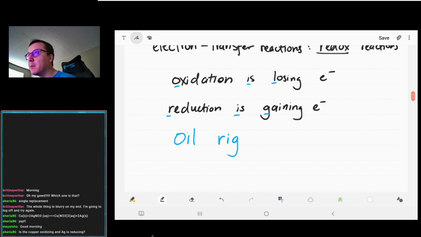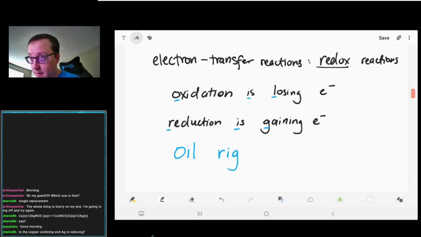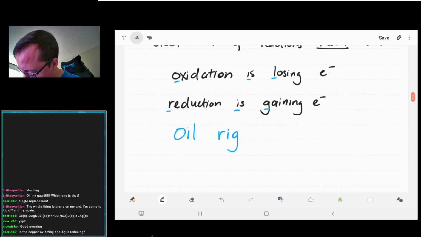There are other mnemonics. Some people say LEO the lion says GER, and there's a bunch of different ones you can look up on the internet if you like. But this one is the one I like the most. It doesn't really matter what you want to use. Okay, cool. So one thing to note.